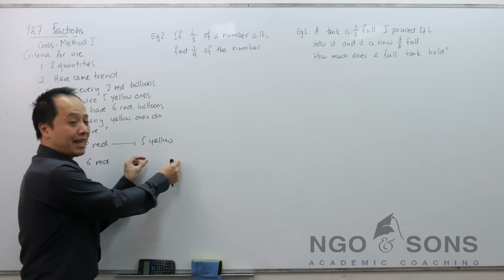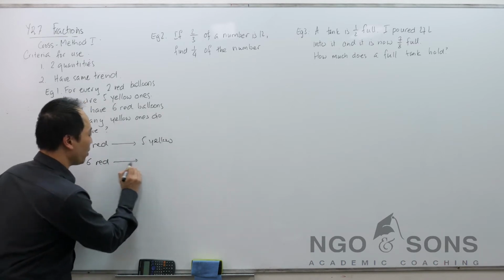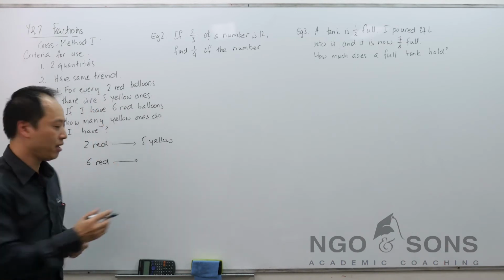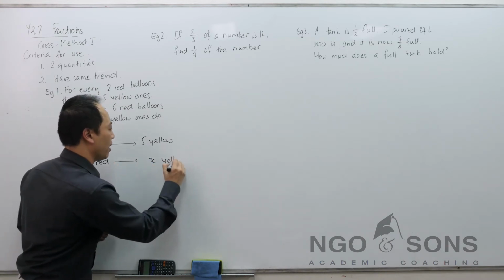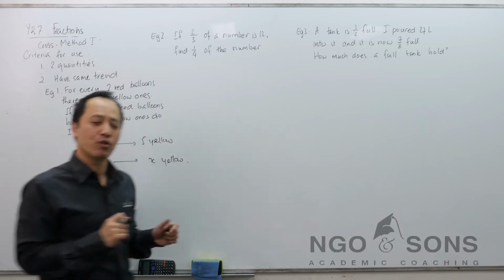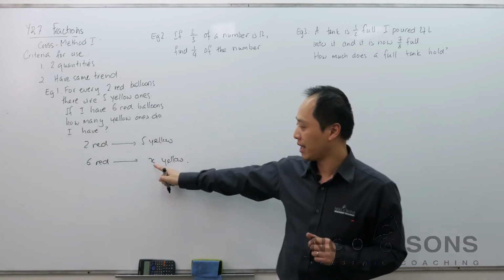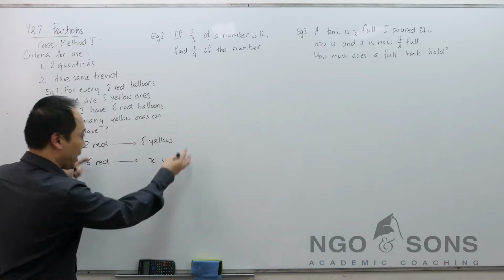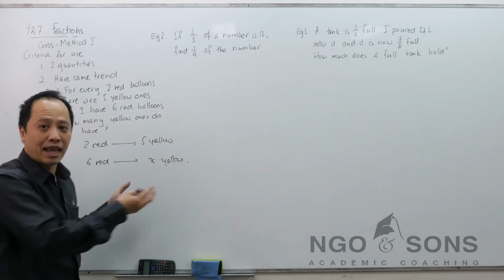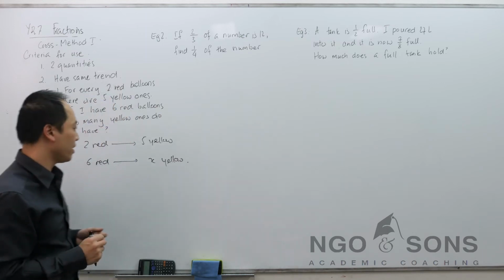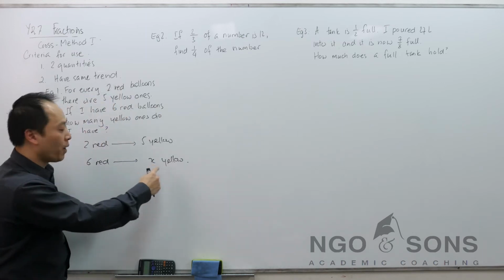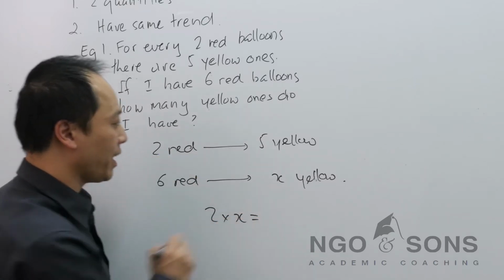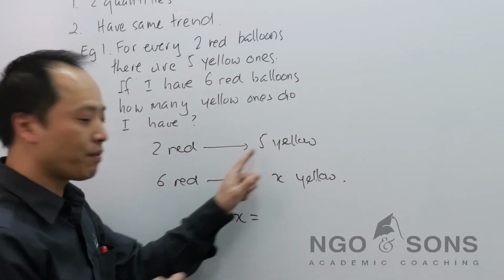You can't write it here. And then you write an arrow, and then you have to find how many yellow balloons there are. So we'll call it X yellow. The aim of the question now is to find X, the number of yellow balloons. So how do we do that? The setting out is done. Now what we do is the cross method. So we cross multiply: 2 times X. Then we get 6, and we times 5.